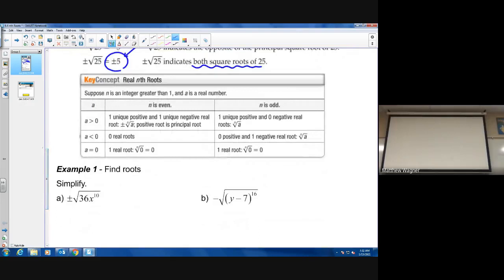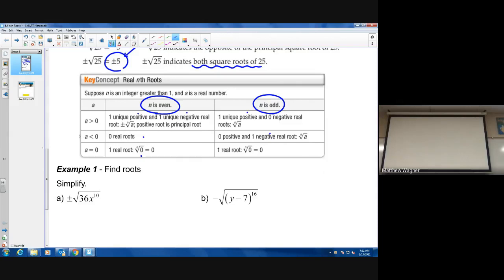And that's kind of what this box goes through. If our root is even, there's one unique positive and one unique negative. If a is less than 0, there are no real roots; we have imaginary roots. And then the nth root of 0 is 0. Keep in mind, if n is odd, there is one unique positive and 0 negative real roots. If your a value is negative, there is a negative real root.